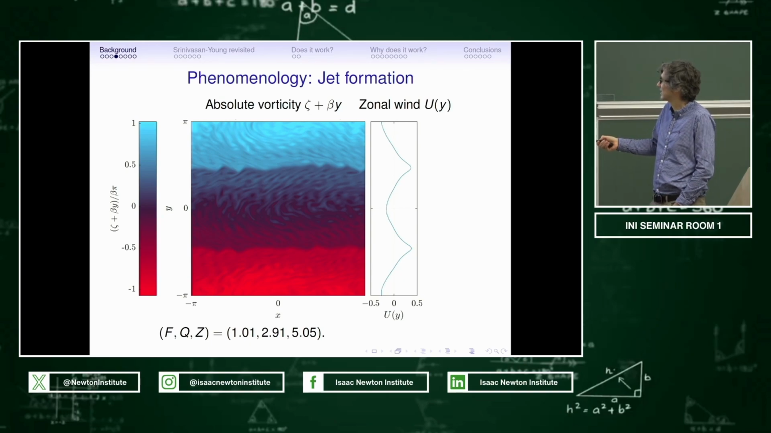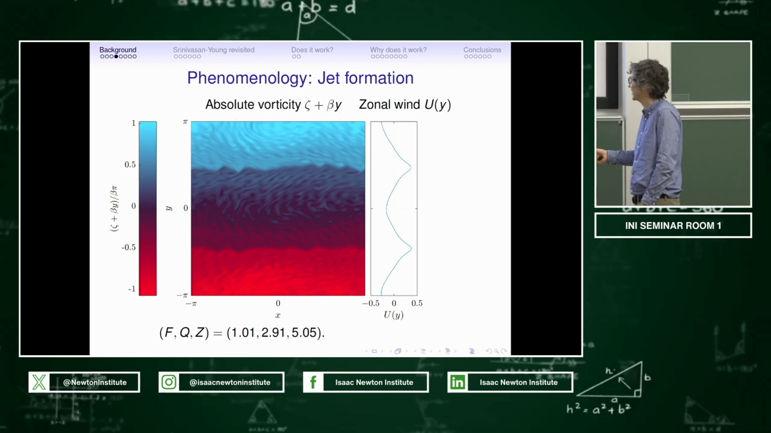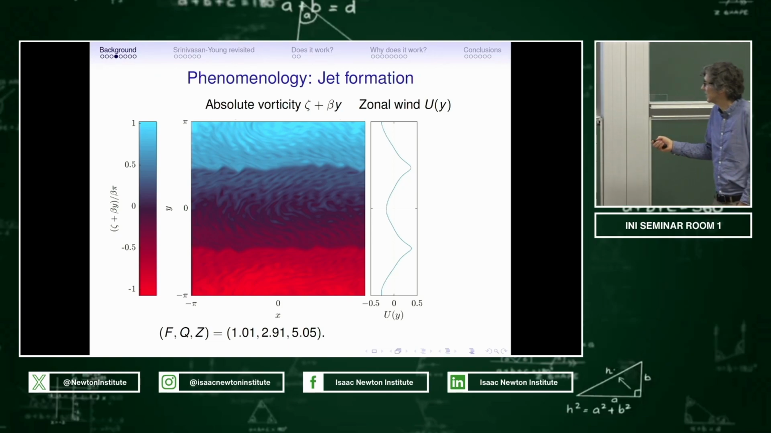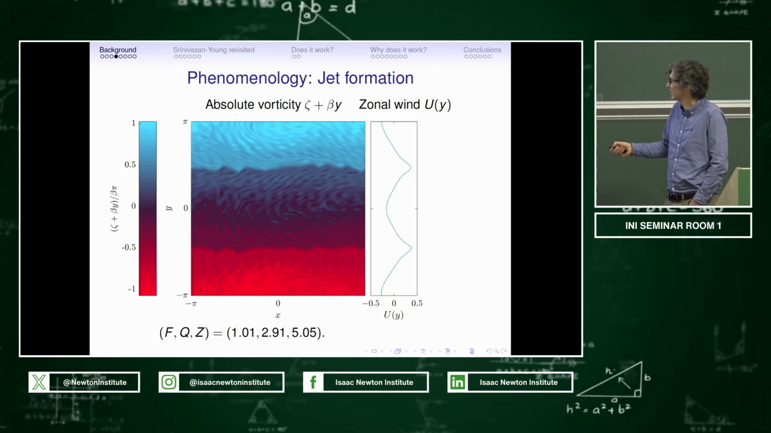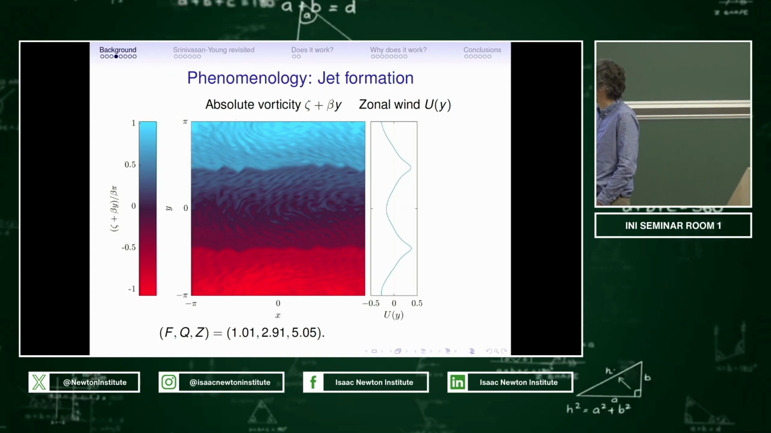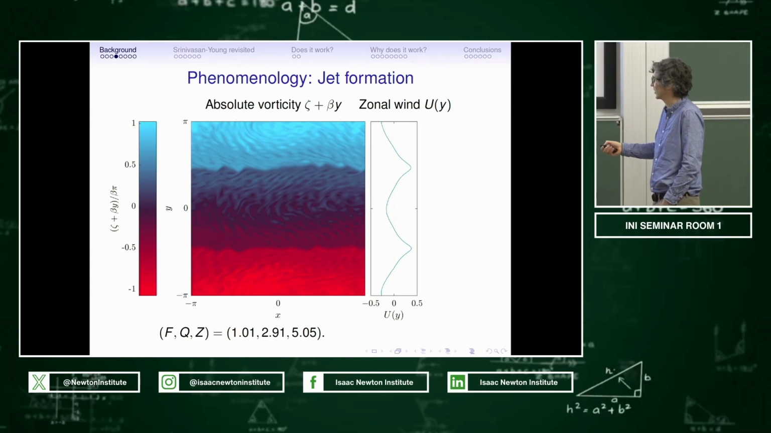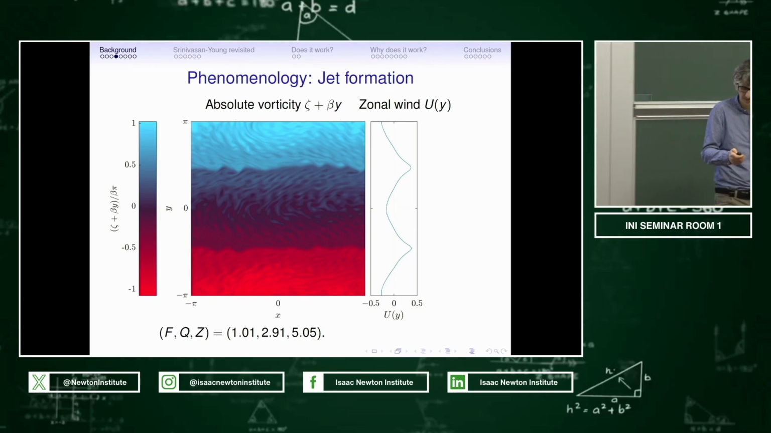So Z is reasonably large at 5, and as a result most of the energy is in the zonal flow in the equilibrated state, with some small residual in the eddy field. The scale separation between the forcing and the jets is not very large in this problem, but we'll look at some problems with smaller F later.